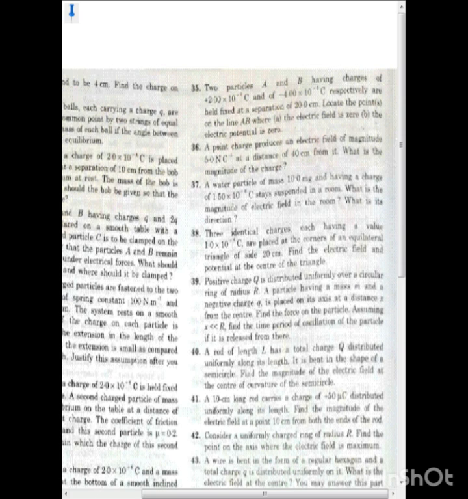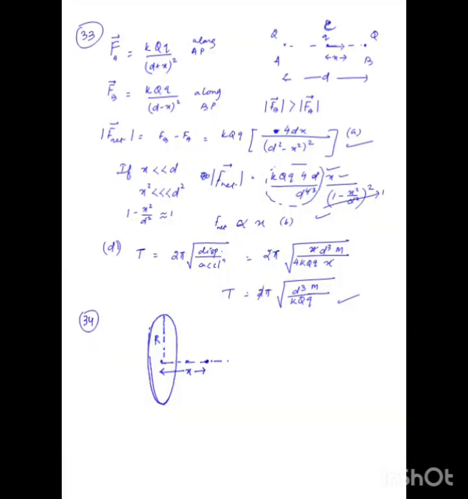We have a positive charge q to be distributed uniformly over the circular ring of radius r. A particle having a mass m and negative charge q is placed on its axis at a distance x from the center, and we assume that the distance x is much less when compared to the radius. We need to find the force on that particle with that assumption, and also the time period of oscillation of the particle if it is released from that point. Okay, so it's an interesting one. Let's try that. So that's more or less the arrangement.